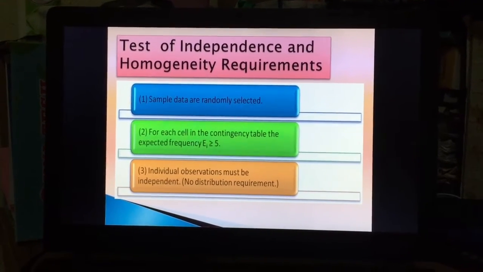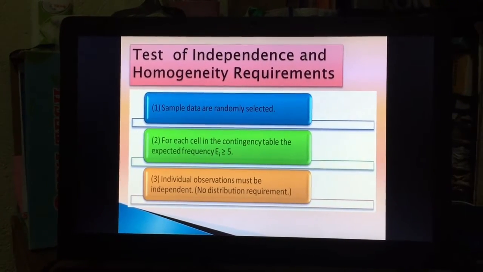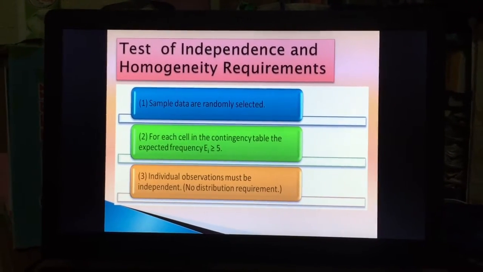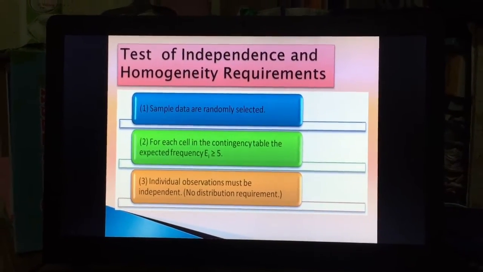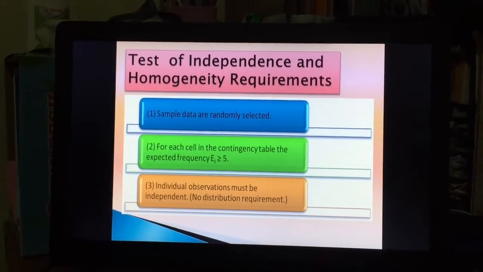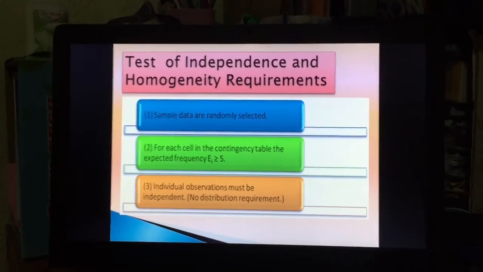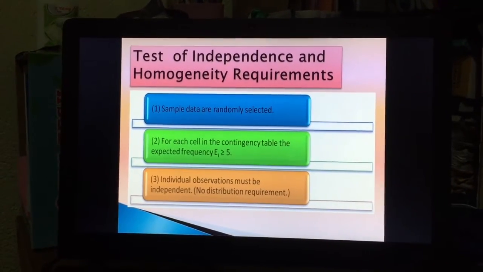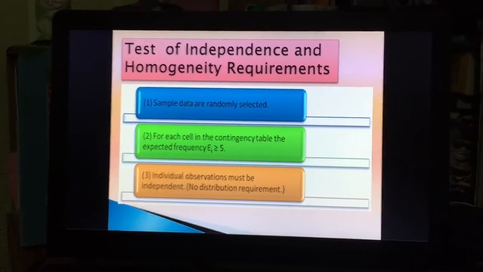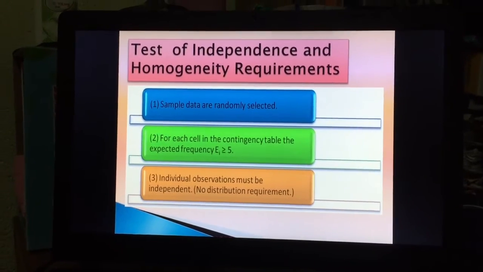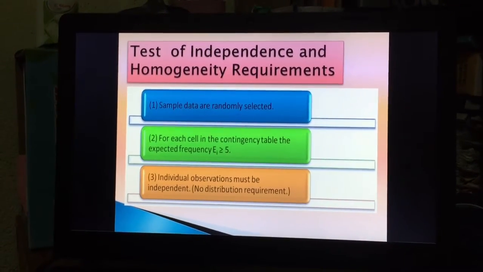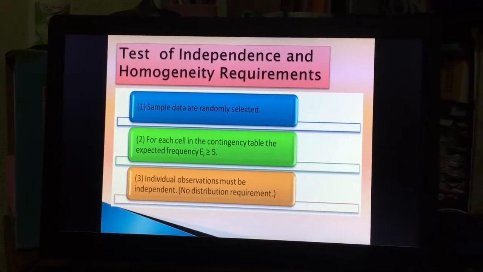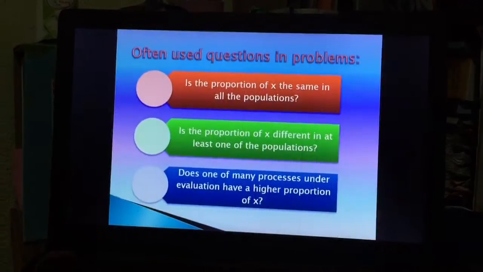We have three requirements for test of independence and homogeneity. Number 1, sample data are randomly selected. Number 2, for each cell in the contingency table, the expected frequency E sub i is greater than or equal to 5. And number 3, individual observations must be independent, meaning no distribution requirement.